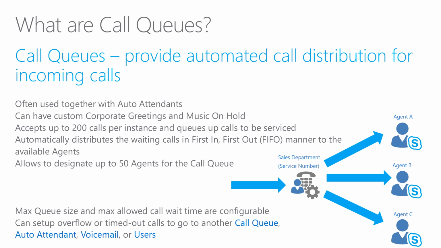You can have up to 50 agents in a single call queue. You can configure max queue size and max allowed call time. There's an option to set up overflow or timed out calls to send to either call queues, auto attendants, voicemails, or directly to agents or users.